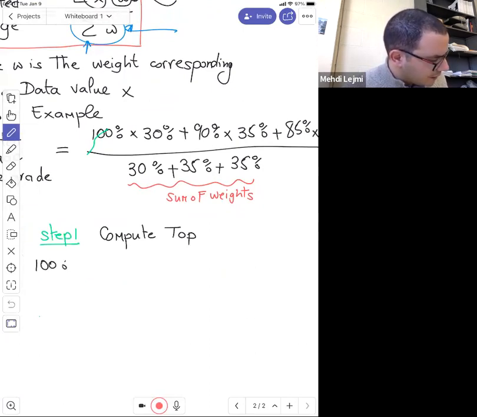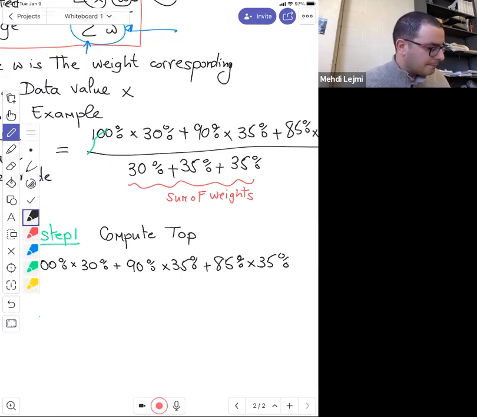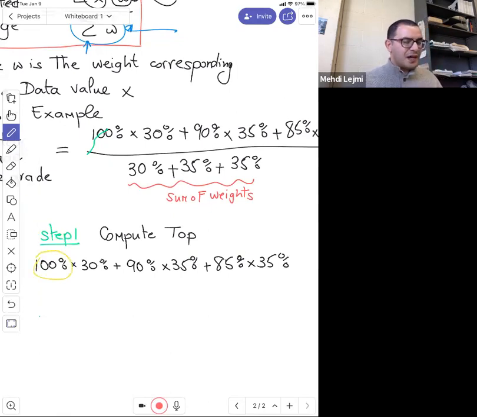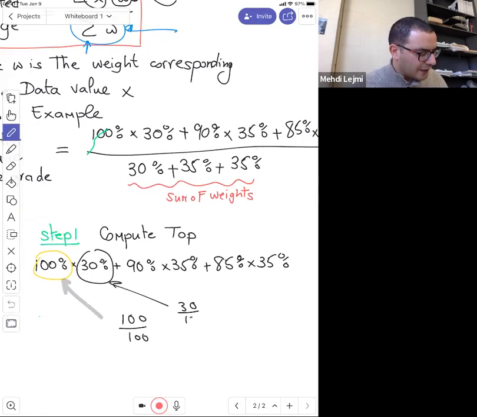So that would be 100% times the 30% plus 90% times the 35%, and then plus 85% times the 35%. Now for the percent, guys, don't be scared of the percent. Percent just means division by 100. Of course, you can use your calculator. For example, this 100% is like 100 over 100. The 30% is like 30 over 100, 90% is 90 over 100, et cetera.